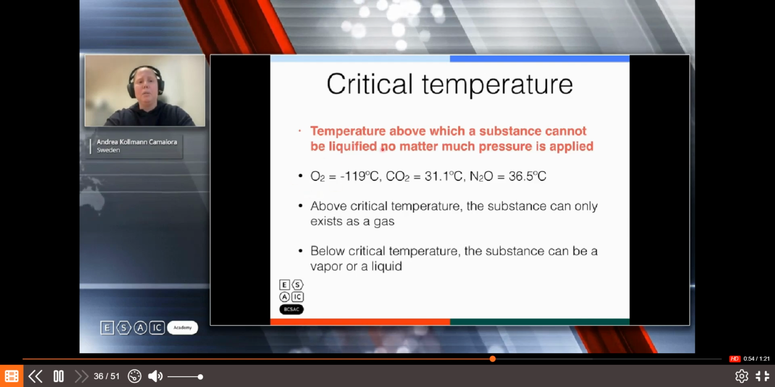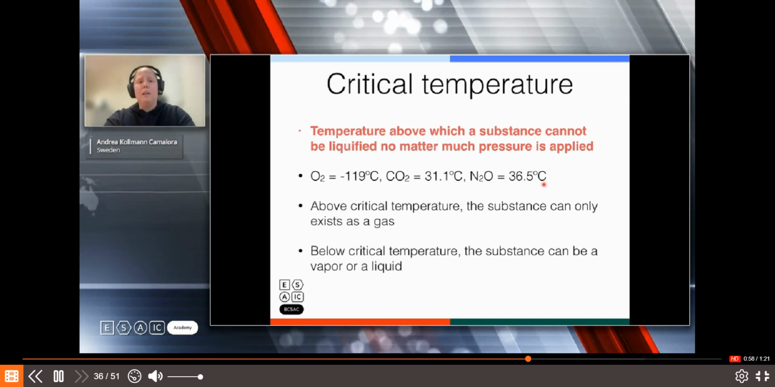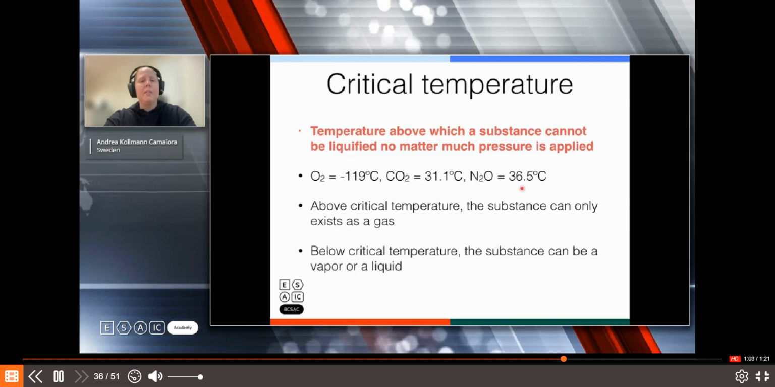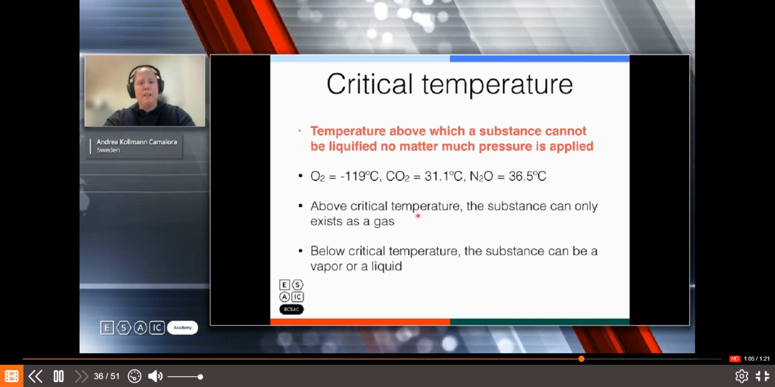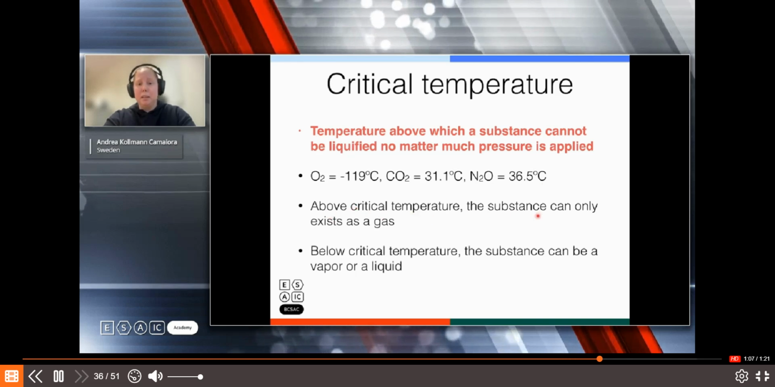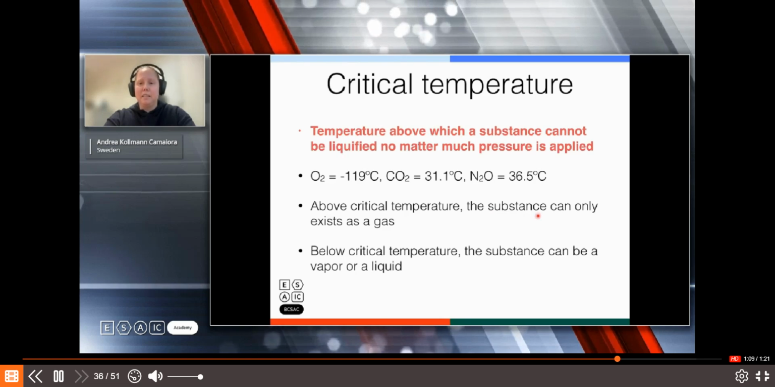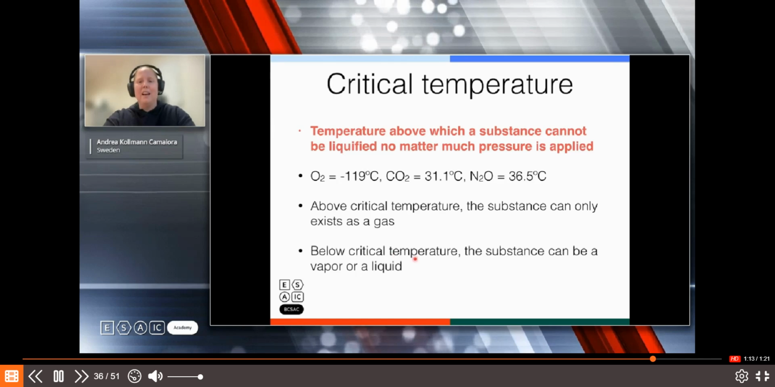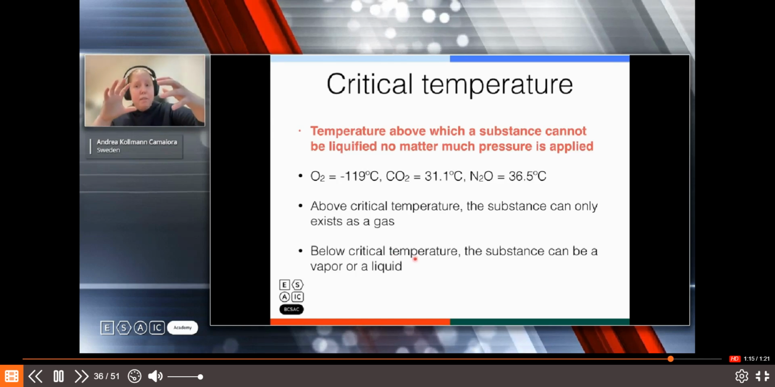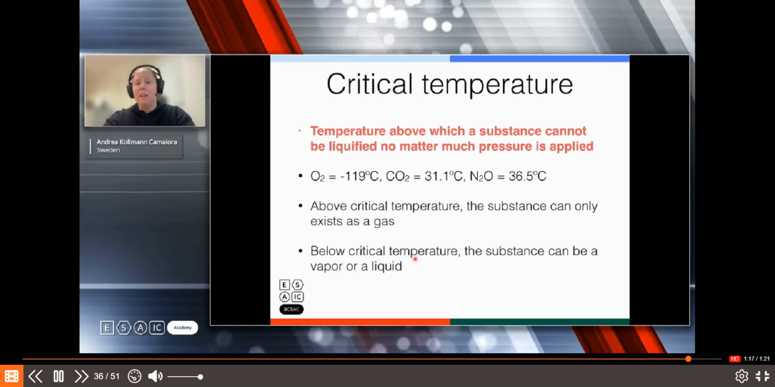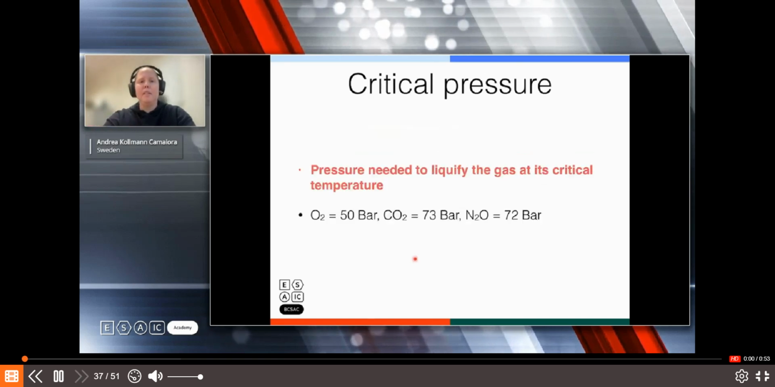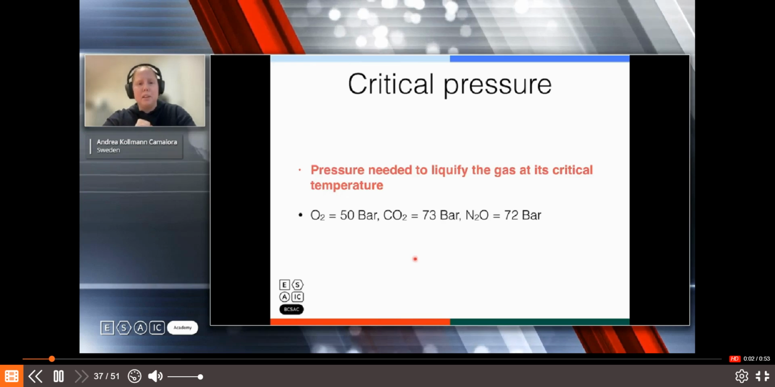And there are critical temperatures for oxygen, for CO2, and for N2O. I don't think it's crucial to memorize them, but they have actually come before in the exam. And above the critical temperature, the substance can only exist as a gas. But below the critical temperature, if I apply enough pressure, I can actually turn it into a vapor or a liquid.